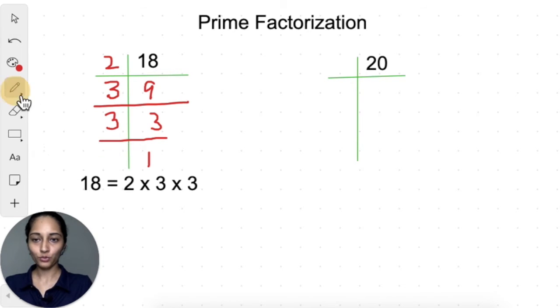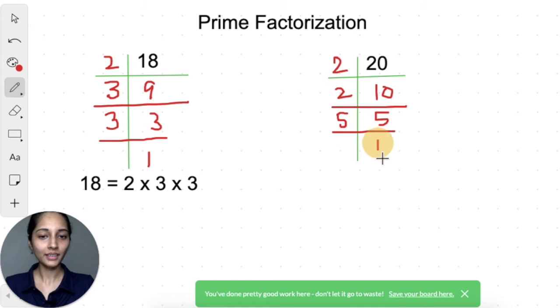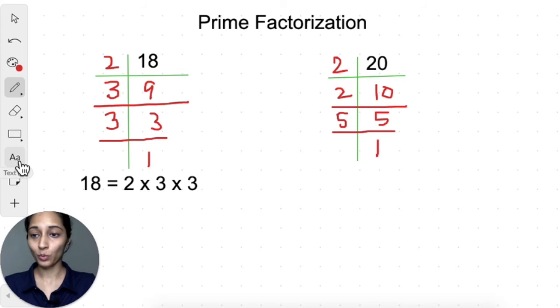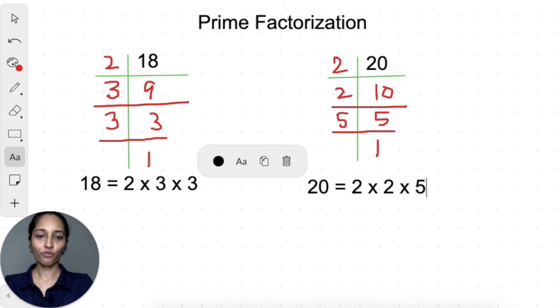Now let us move to 20. Again we can start with 2 because 20 is an even number. So 2 times 10 gives us 20. Then again we can write 2. 2 times 5 gives us 10. And now 5 is a prime number, so 5 times 1 gives us 5. Now we can also write down 20's prime factorization, 20 is equal to 2 times 2 times 5.